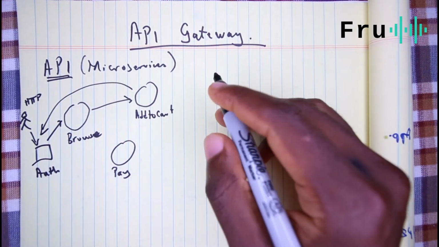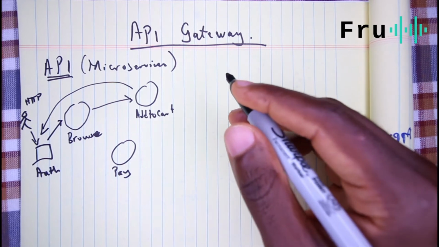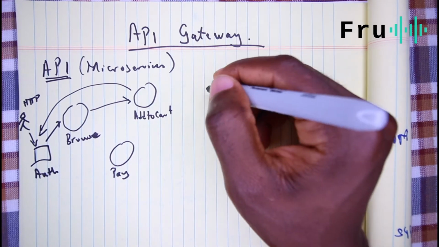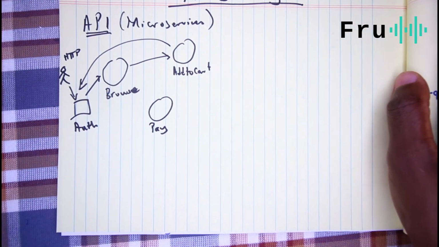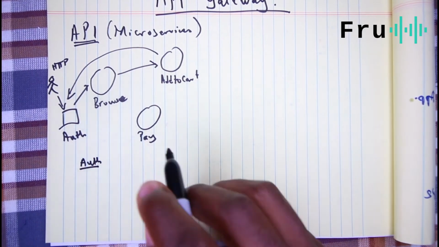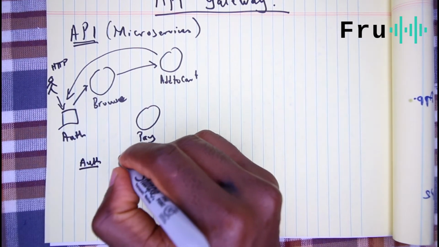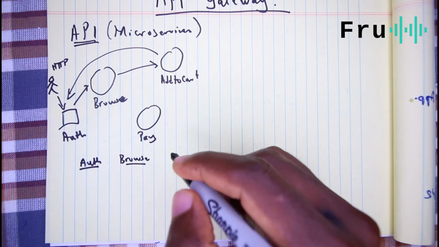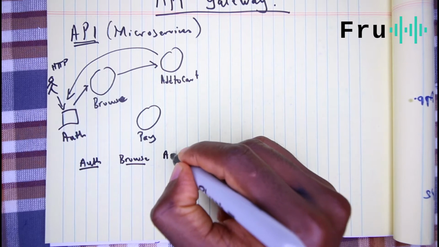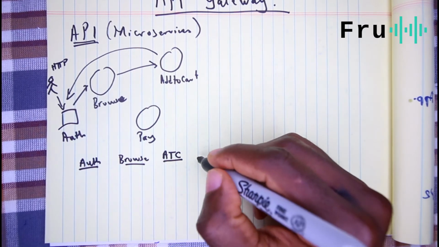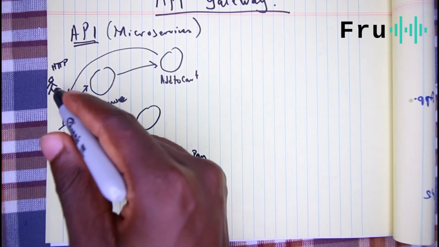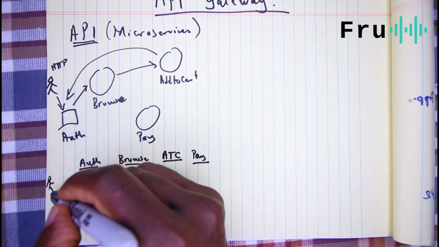Let me draw a different diagram to see how this might look from a flow chart perspective. So let's see how this might flow here on the screen. Let's say we have our authorization service. I'm going to put that first. Then we have the browse service to look at the products, and the add to cart service, the ATC service, and we have our payment service. These are the three services, and this is the user somewhere here that is interacting with our services.